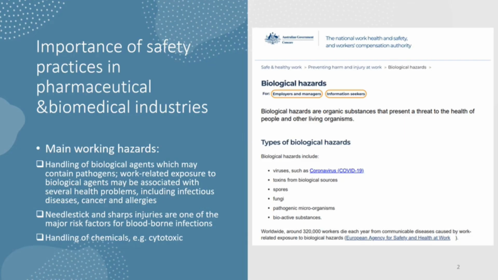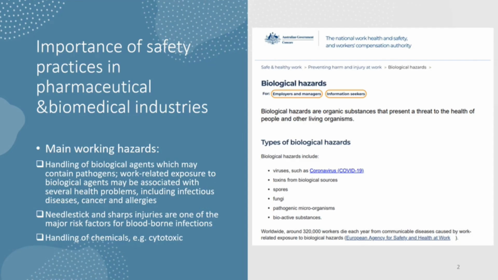Secondly, needle stick and sharps injuries are also quite common because you might be handling the needles and glass slides. These are actually one of the major risk factors for the bloodborne infections. Thirdly, as a pharmaceutical student, you might be preparing drugs using the various chemicals, and some of the chemicals can be cytotoxic. Again, proper PPE is really very, very important.